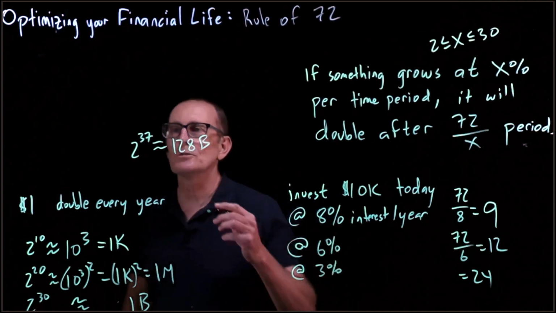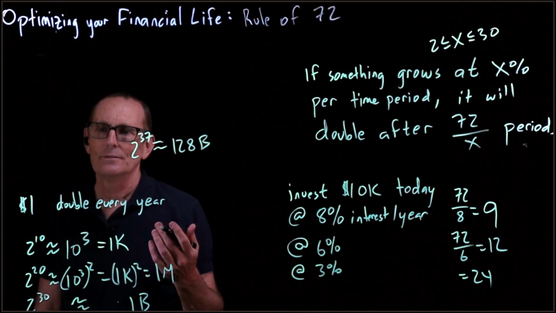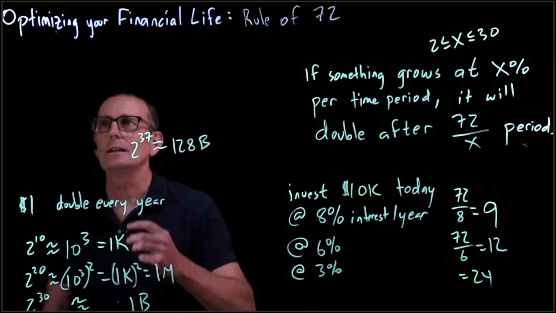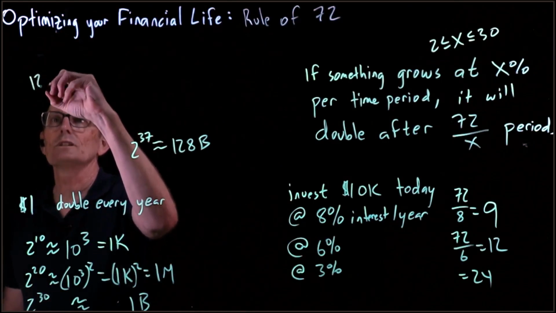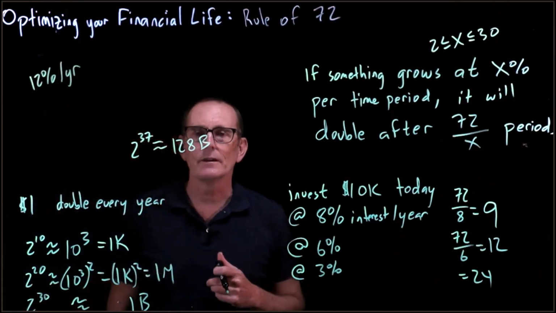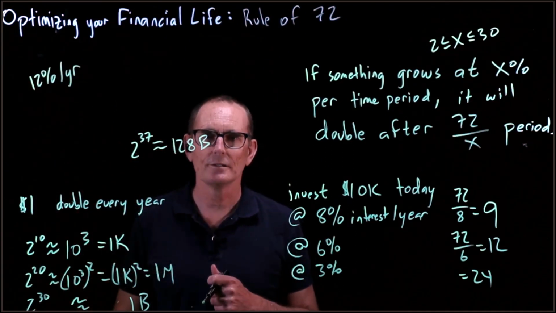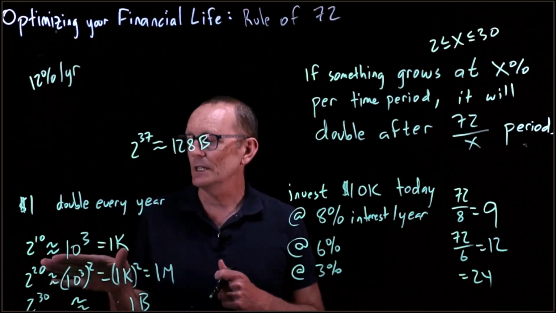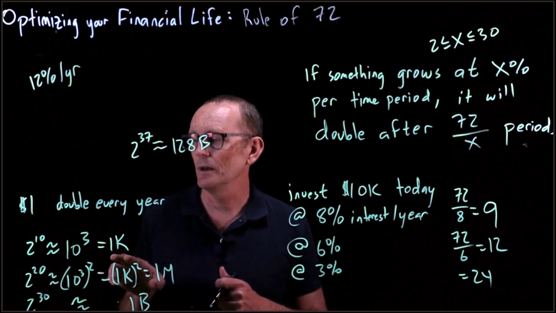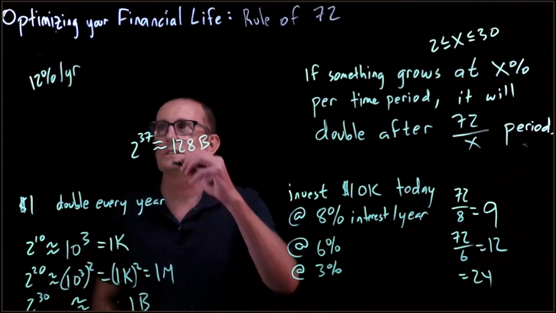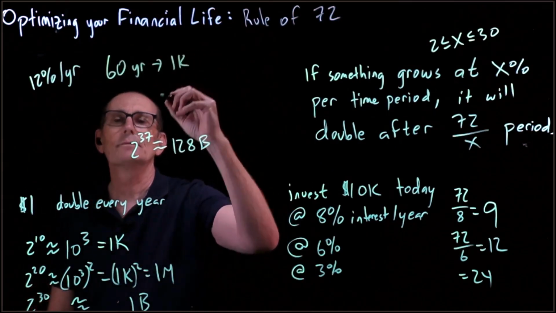Now let's use the rule of 72 in here. Let's say you don't double every year, because that doesn't seem realistic. Let's say instead you have an interest rate of 12%. How many years will it take to double your money at 12% a year? 6 years. So how long will it take to get to $1,000? How many doublings do you need? You need 10 doublings. So it'll be 60 years to get to 1K.